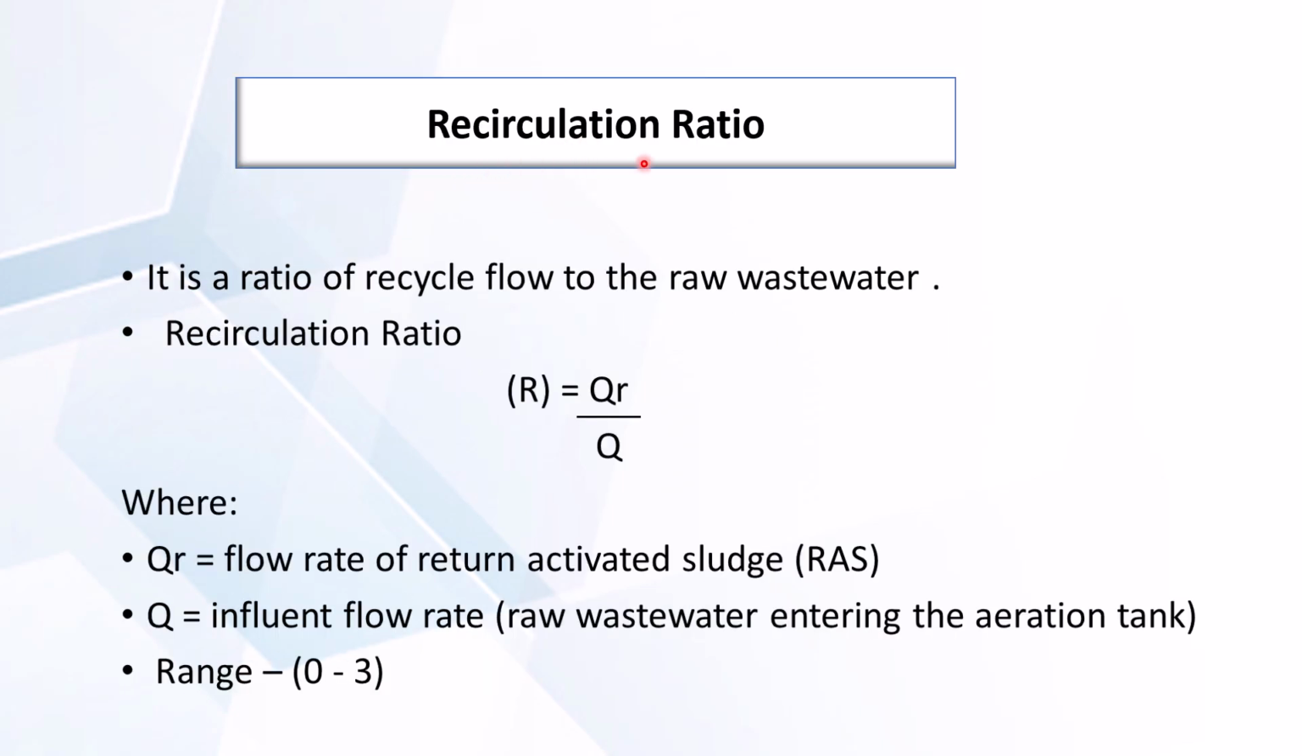Now comes the recirculation ratio. It is defined as the ratio of recycled flow to the raw wastewater, or we can say the ratio of the return activated sludge to the raw wastewater. Mathematically, R is equal to QR by Q, where QR is the flow rate of the return activated sludge and Q is the influent flow rate. The ratio typically ranges between 0 to 3. It depends on the treatment system design and the load conditions. Maintaining the right recirculation ratio is essential for the process stability, microbial balance, and efficient BOD removal.